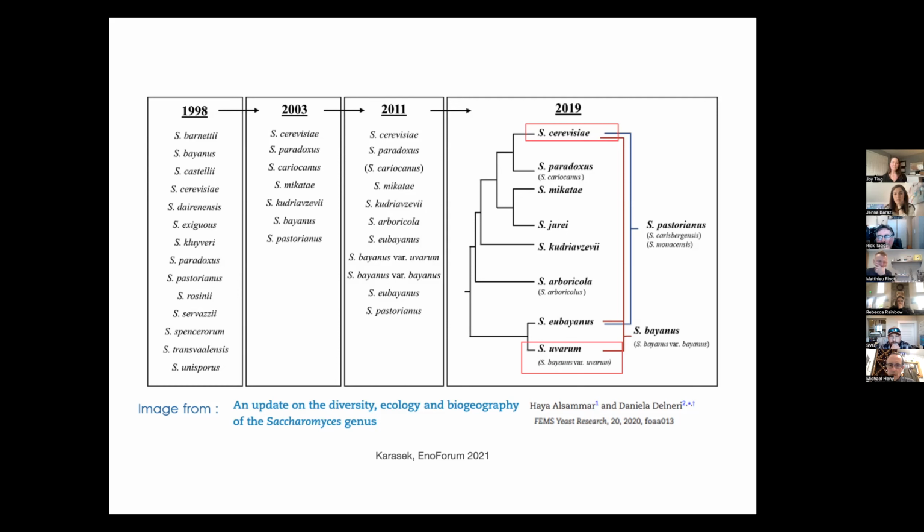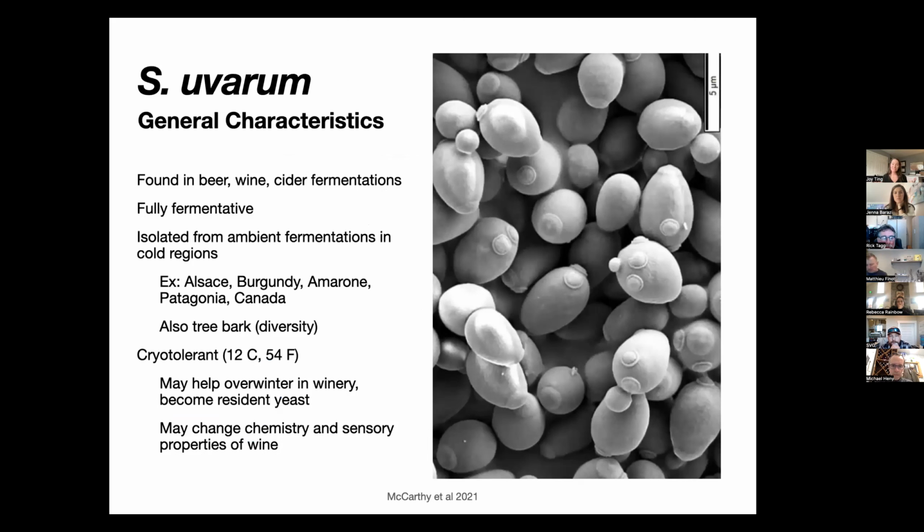So again, this is something that's been around for a while, but now that we have a better way of telling who's who, we can figure out which characteristics belong to Uvarum and which belong to Cerevisiae in a much better way. So which characteristics do belong to Uvarum? It turns out, again, Uvarum is a fully fermentative yeast. It's been isolated from beer and wine and cider fermentations from around the world. They tend to be found mostly in cold regions.